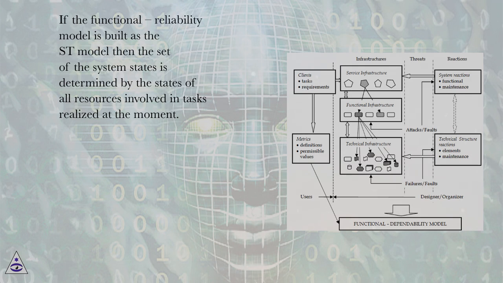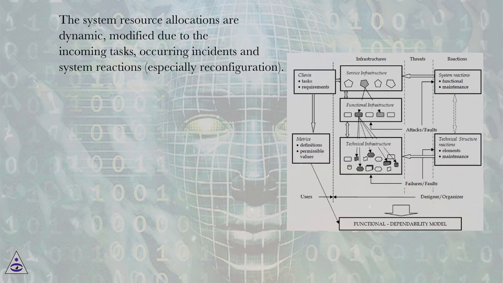If the functional, reliability model is built as the ST model, then the set of the system states is determined by the states of all resources involved in tasks realized at the moment. The system resource allocations are dynamic, modified due to the incoming tasks, occurring incidents and system reactions, especially reconfiguration.